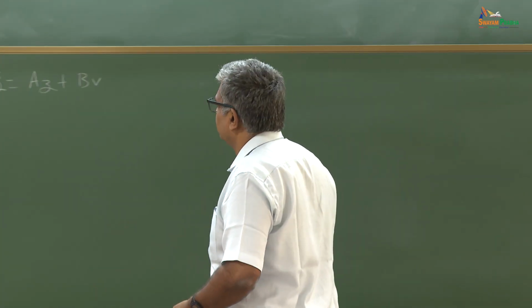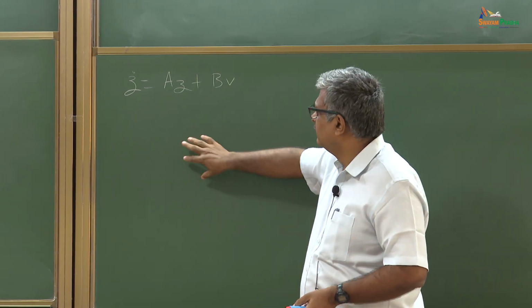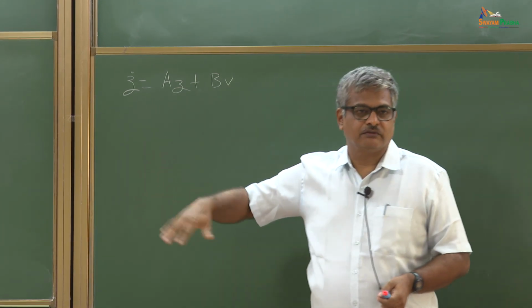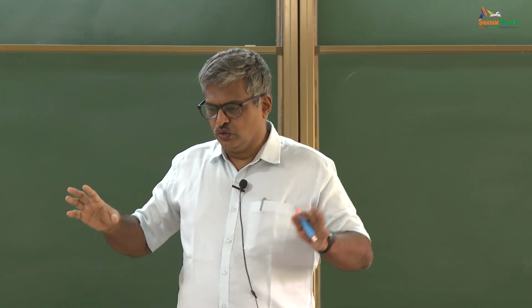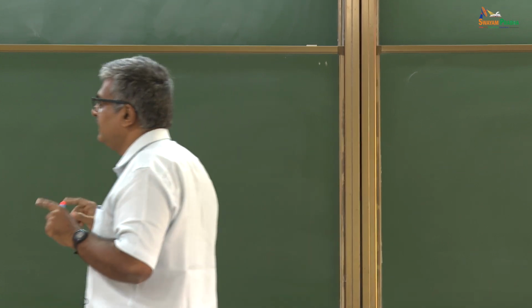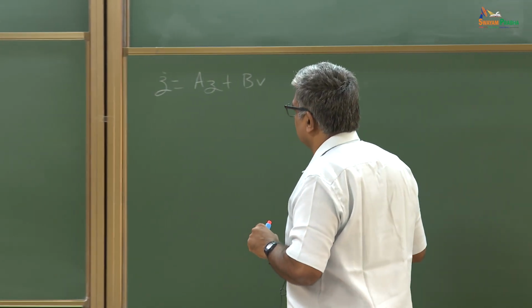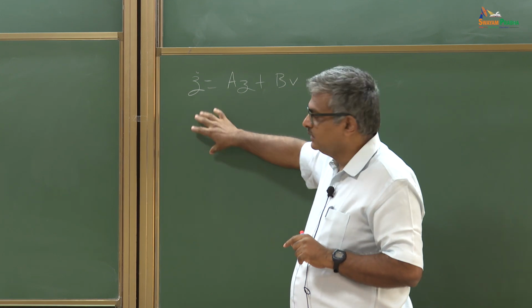Those who are already familiar with linear systems know what we can do with this, right? We can find the eigenvalues, we can find eigenvectors, and you know how to infer the stability of the linear system using the eigenvalues, right? We'll just pause for a while, okay?